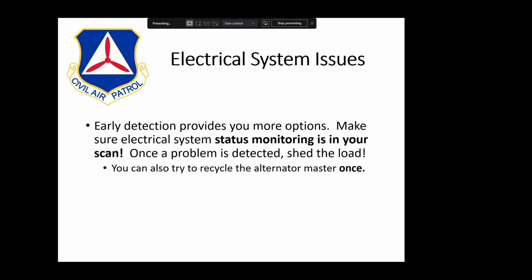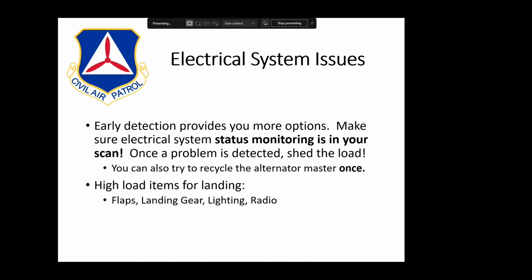And the last thing that you need to compound this problem is potentially an electrical fire because you're defeating either the circuit breakers or the master. Some of our high load items, if we do end up with an electrical system problem, keep in mind your flaps are going to require a lot of energy from your battery. Landing gear, if we had them, typically not in our CAP aircraft in this wing. Lighting, radios, all of these can be significant drains on what's left over once your alternator stops charging your battery.